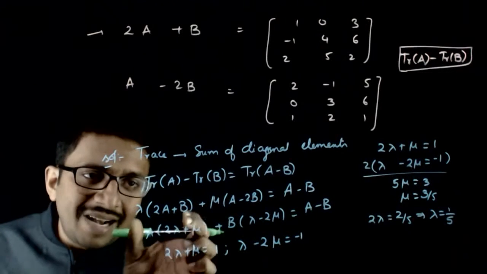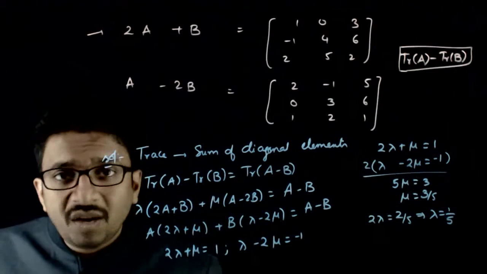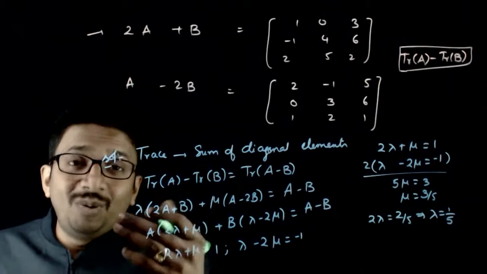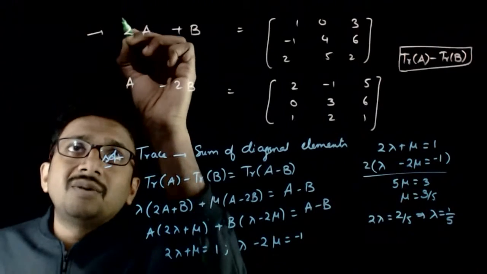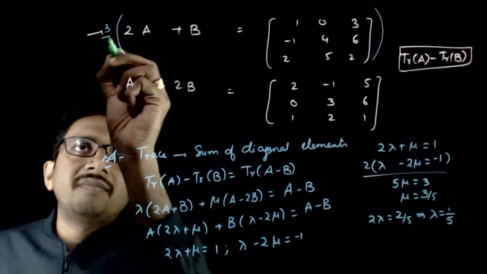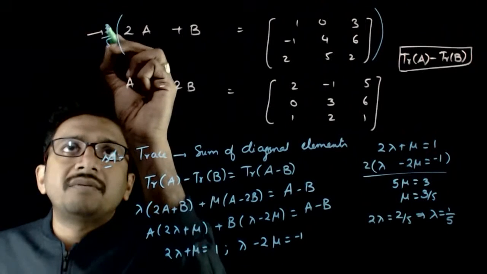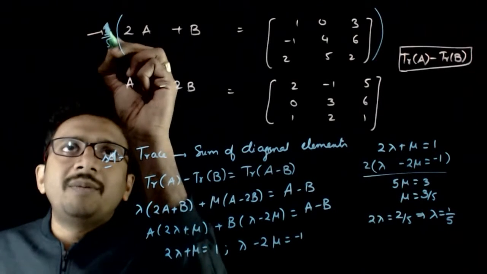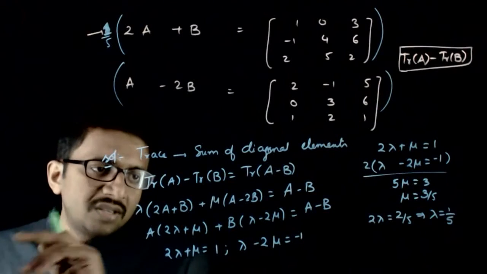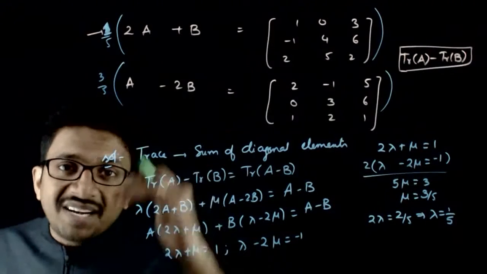So that means if I multiply the first equation with 1 by 5 and the second equation with 3 by 5 and add them, I get A minus B. So let me do that. In one step I will get the answer. So I need to multiply the first equation with what? Lambda. Sorry, the first equation with 1 by 5, and the second equation with mu, which is 3 by 5. And if I add, this side I'll get A minus B.